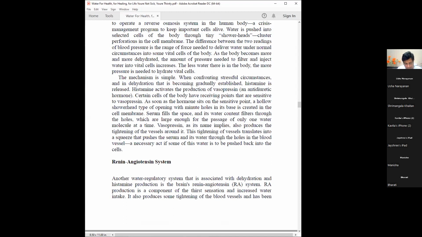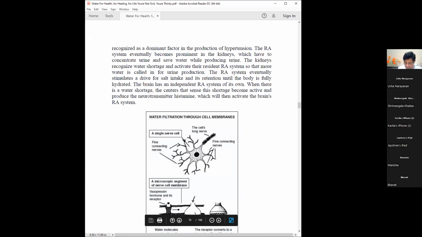Renin-angiotensin system. Another water regulatory system that is associated with dehydration and histamine production is the brain's renin-angiotensin (RA) system. RA production is a component of the thirst sensation and increased water intake. It also produces some tightening of the blood vessels and has been recognized as a dominant factor in the production of hypertension. The RA system eventually becomes prominent in the kidneys, which have to concentrate urine and save water while producing urine. The kidneys recognize water shortage and activate their resident RA system so that more water is called in for urine production. The RA system eventually stimulates a drive for salt intake and its retention until the body is fully hydrated. The brain has an independent RA system of its own.